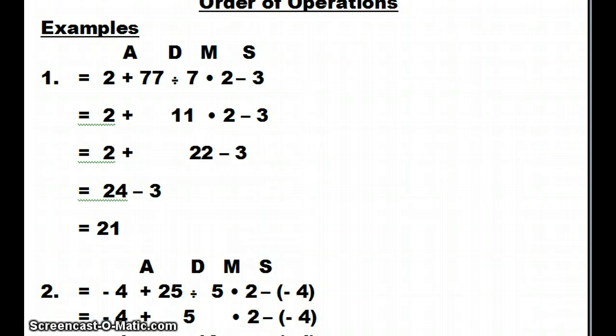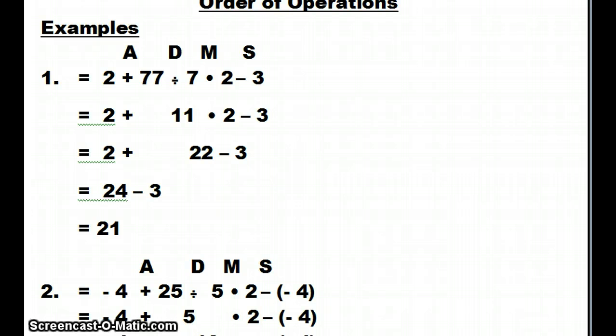Next thing that I do is I have addition, multiplication, and subtraction. Multiplication is more important than addition and subtraction, so we do 11 times 2 and get 22. Now we have 2 plus 22 minus 3. We have addition and we have subtraction. Addition is on the left. It's more important. So we take 2 plus 22 and get 24, and finally 24 minus 3.